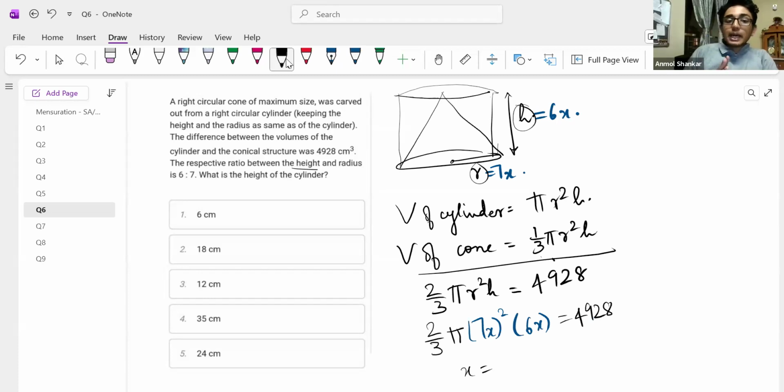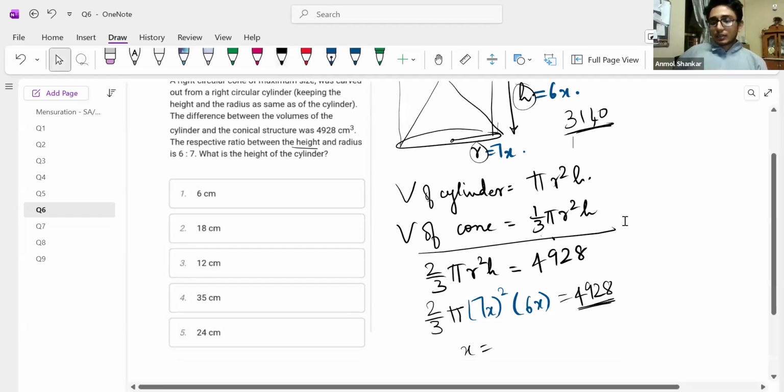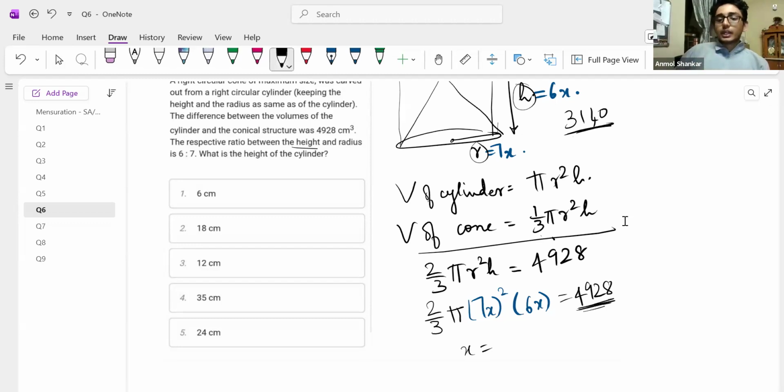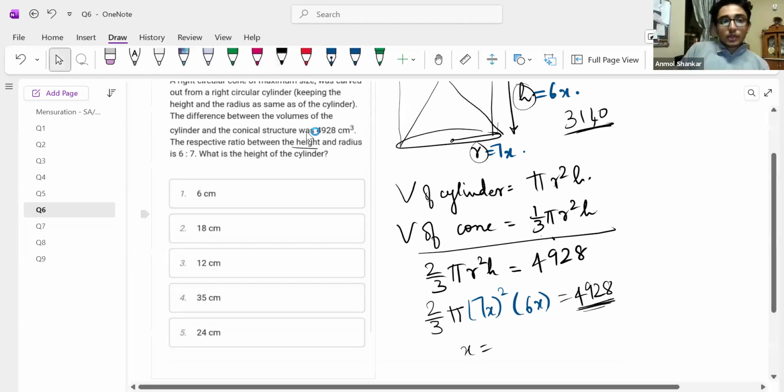One point: what value can we use for pi? I would suggest this number is divisible by 22. So always, if the number is a nice integer like this, go for 22/7. If the volume is something like 3140, then use 3.14. Here nothing else is given and there is a nice integer, so use 22/7, right? So what do we get as the value of x?